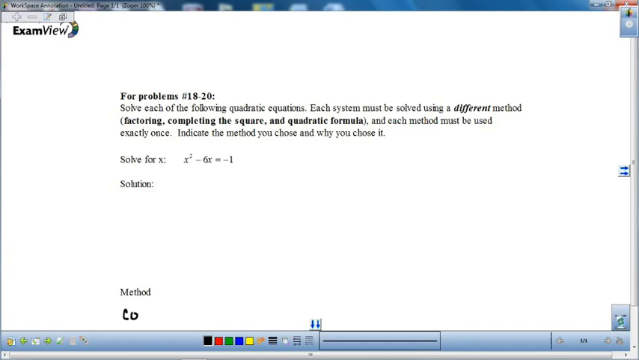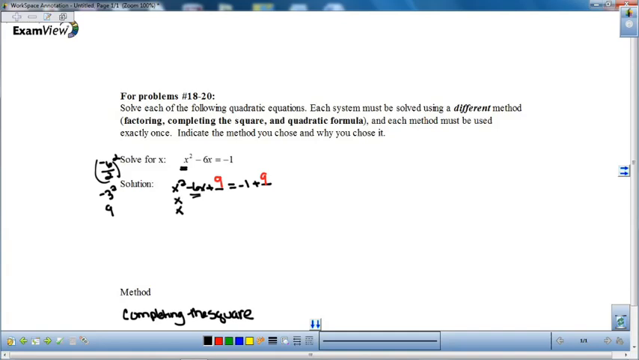The next one I'm going to solve by completing the square. Okay, so the reason I'm using completing the square is because my leading coefficient is 1. So I'm going to put a blank on both sides, get the middle term, divide by 2 and square. So that's going to give me 9. So I'm just going to add 9 on both sides.